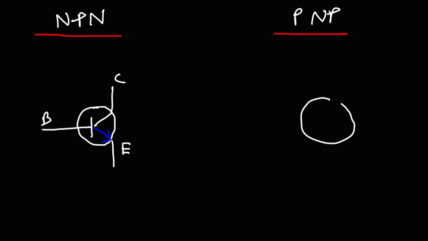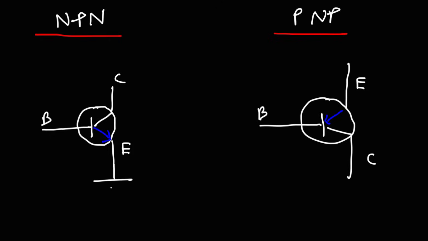So now for the PNP transistor, the base is going to be in the same location, but this time the emitter is going to be pointing towards the center as opposed to away from the center of the transistor. So this is the emitter, that's the collector, and this is the base. Now for an NPN transistor, the emitter is usually connected to the ground. For a PNP transistor, the collector is typically connected to the ground.